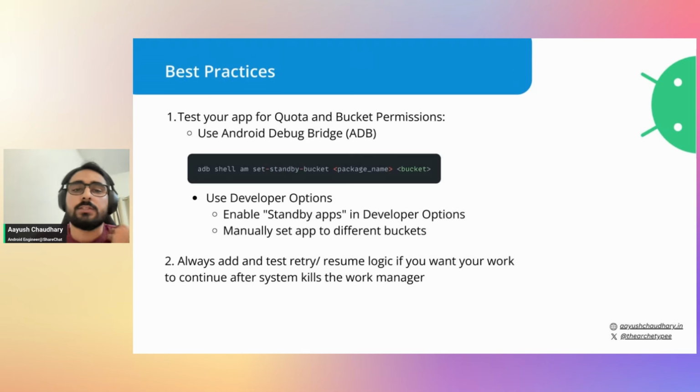Always make sure whenever you are implementing WorkManager, you test your app for quota and bucket permission. You can do that using the ADB command set standby bucket, or you can use developer options and manually set different buckets. Always make sure to add and test retry and resume logic with backup policies so that if your work is killed by the system, it can retry work later.